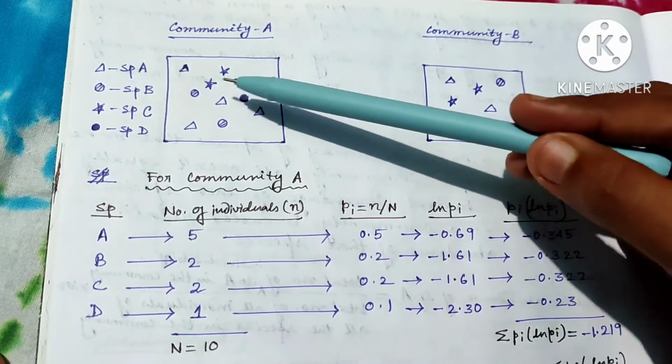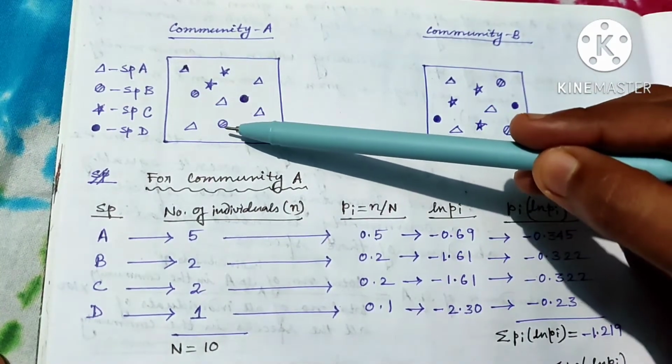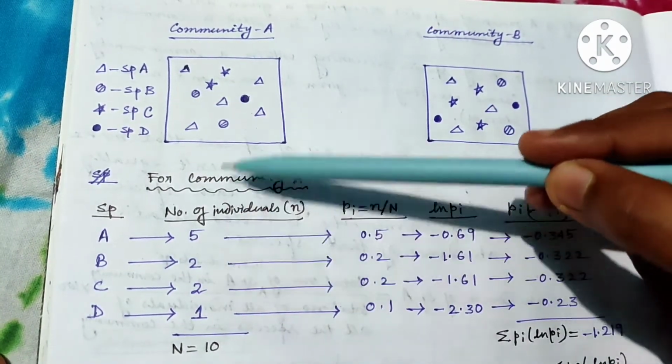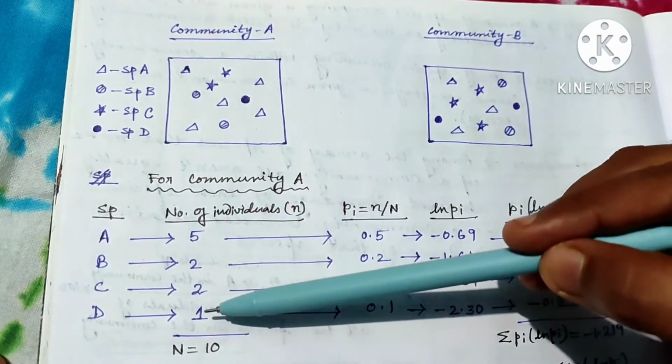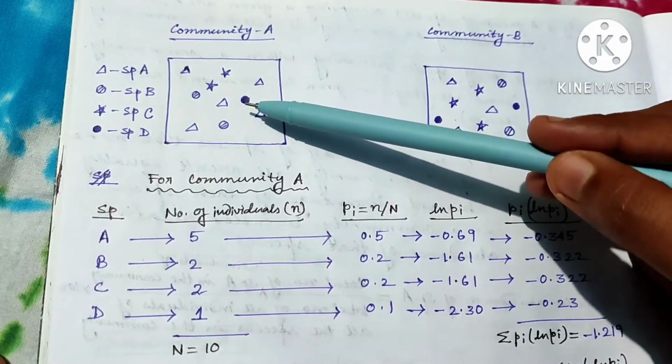Species B have 2 individuals. These are the species B, which have 2 individuals. Species C also have 2 individuals. These are the 2 individuals of species C, and species D have only 1 individual. This is the species D.